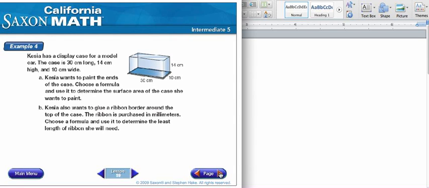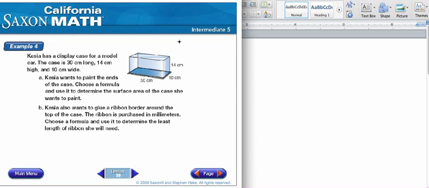Okay, example 4. This has 2 parts, so we're going to do it in 2 parts. So, part A. Keisha has a display case for a model car. Here it is. The case is 30 centimeters long, 14 centimeters high, and 10 centimeters wide. A. Keisha wants to paint the ends of the case. Choose a formula and use it to determine the surface area of the case Keisha wants to paint.